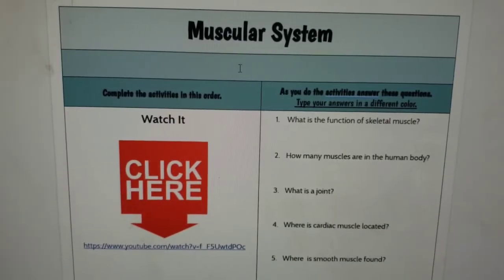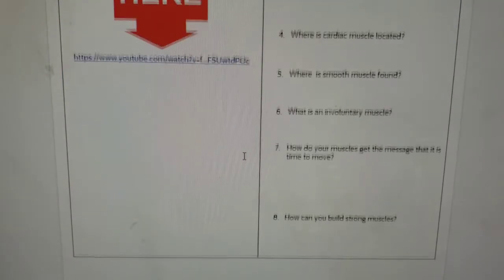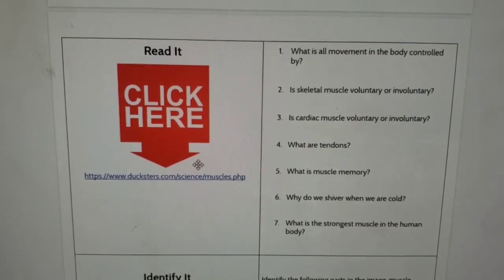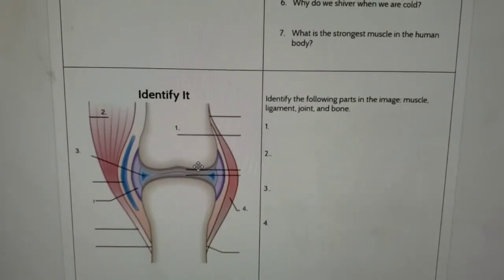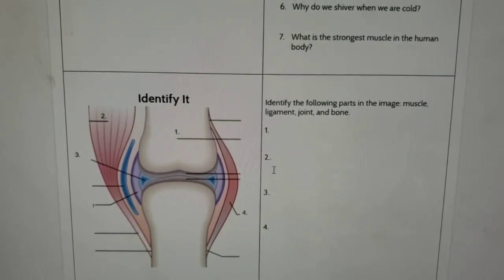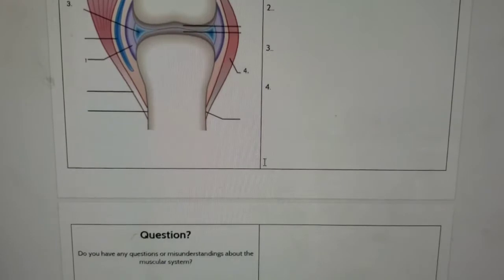This is a preview of the Muscular System Hyperdoc. It starts with a watch it, and then the students have 8 questions to answer. Then they'll read an article on muscles and answer 7 questions. For identify, they're going to identify a muscle, a ligament, a joint, and a bone in that picture, and then they'll label it on the right.